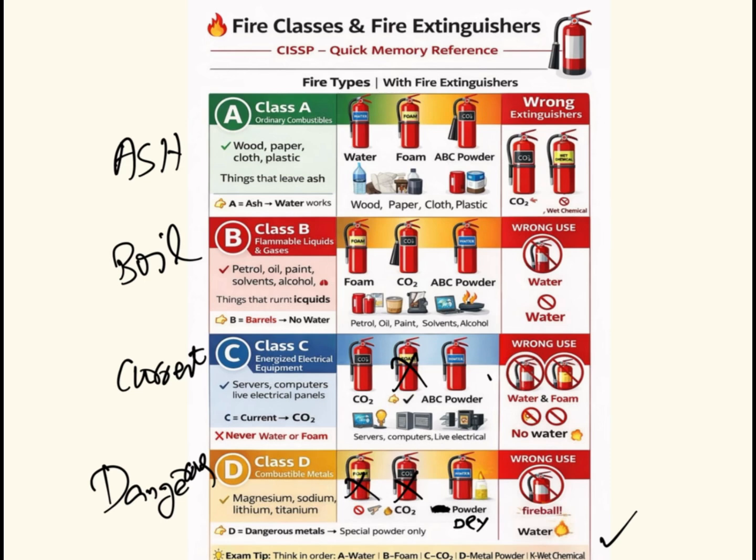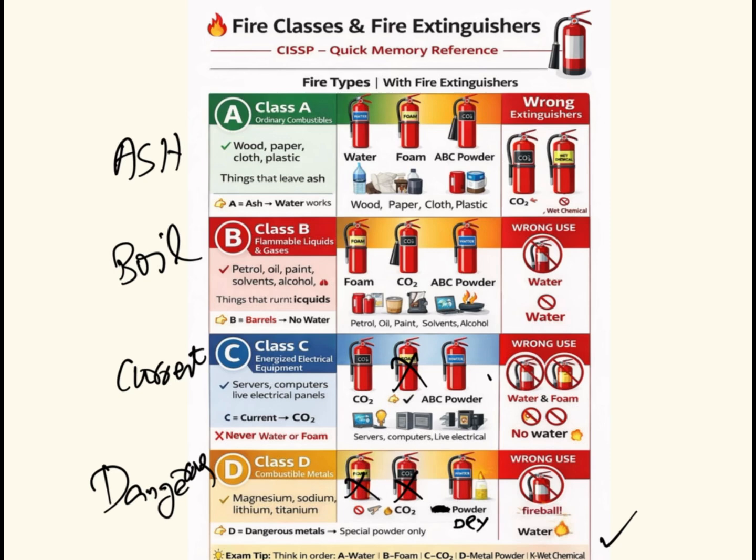Now if we quickly try to understand what CO2 is, as we all know, CO2 is carbon dioxide, right? We can use CO2 for class C, but we need to be careful. If there are people, humans, there, then we should first ask them to leave the room. So we should have an evacuation plan and evacuation procedures, as it is not safe for people in small rooms, right? Therefore, we need to use CO2 very carefully. Where a human being is present, we are not supposed to use it.